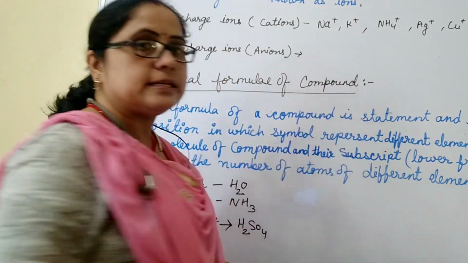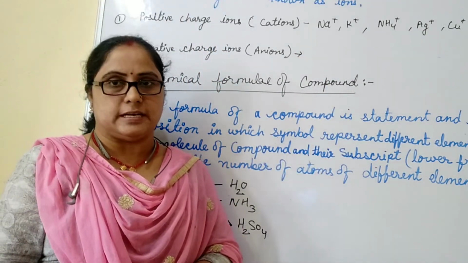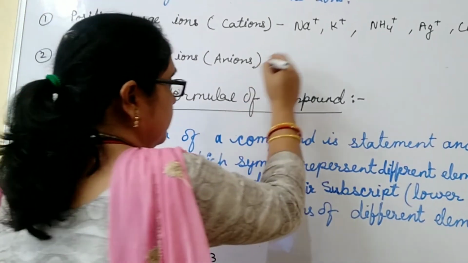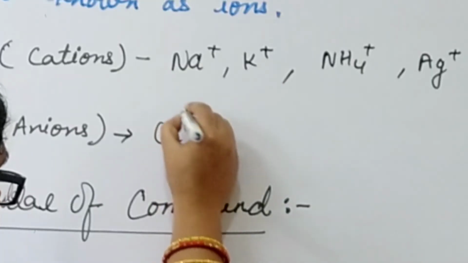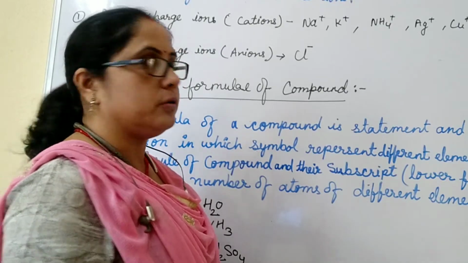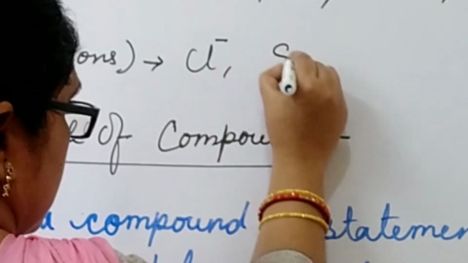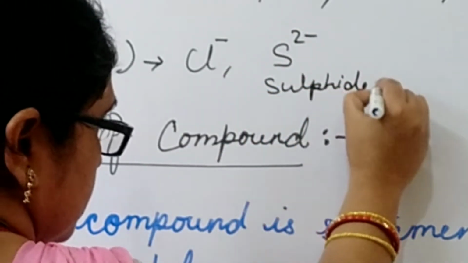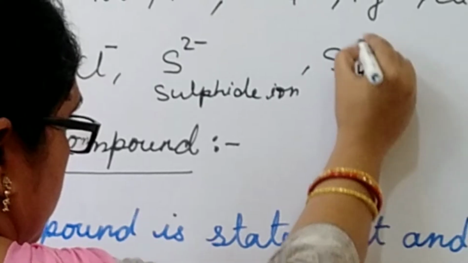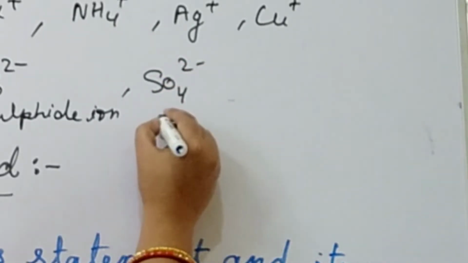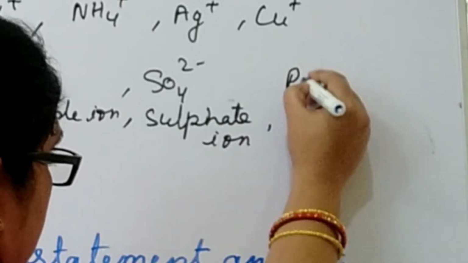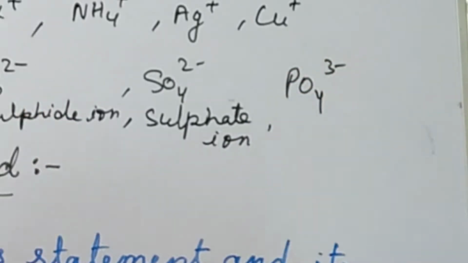Similarly, anions are those ions which carry negative charge, one or more negative charge. For example, Cl-, its name is chloride ion. S2-, it is called sulfide ion. SO4 2-, its name is sulfate ion. PO4 3-, that is called phosphate ion.